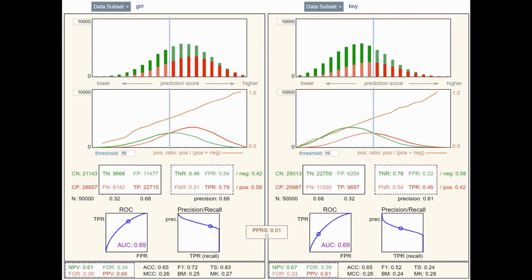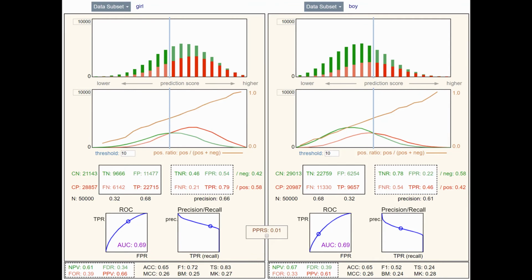With the decision threshold set right in the middle, girls have a false positive rate of 0.54. That reflects the fact that 54% of the green or negative preference distribution falls on the right side of the threshold. But for the boys, the green curve is set much farther to the left. The tail that extends above the threshold is much smaller, giving boys a false positive rate of only 0.22. The converse is true for false negative rate. For boys, it's 0.54, but for girls, the false negative rate is 0.21. Does this mean that there's prediction bias? And if there is it biased for or against girls or boys?